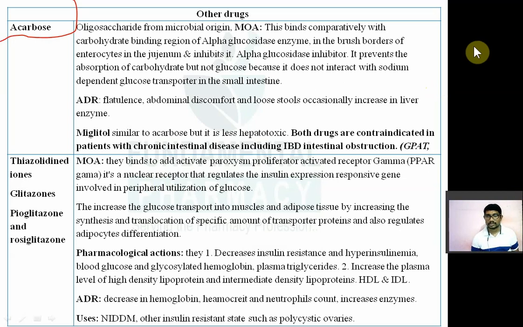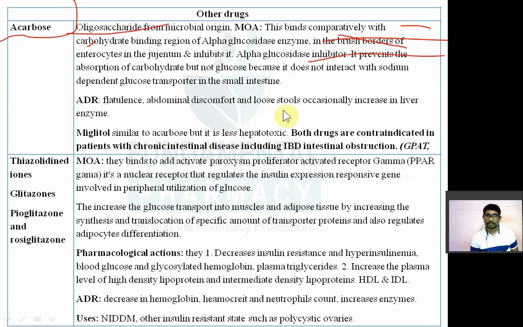So these three drugs belong to the alpha glucosidase inhibitor category, and they inhibit the enzyme responsible for the conversion of oligosaccharide into monosaccharide, and they prevent the absorption of monosaccharide. Okay. So all these three drugs, acarbose, miglitol, and voglibose, these are nothing but oligosaccharides of microbial origin. They competitively inhibit the carbohydrate binding site. They competitively inhibit this enzyme alpha glucosidase in the brush borders of enterocytes. Okay, they are alpha glucosidase inhibitors, remember.